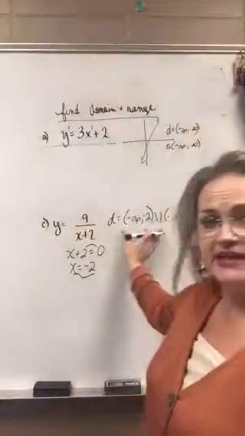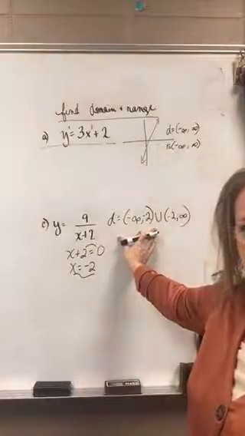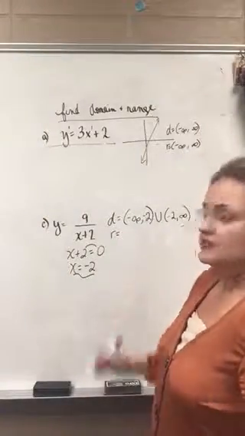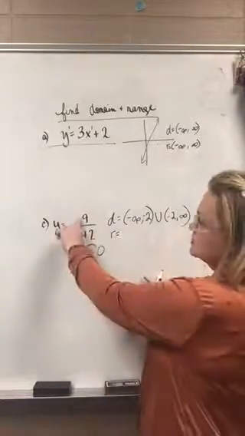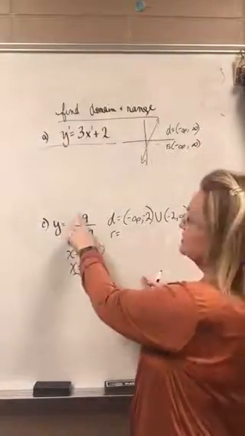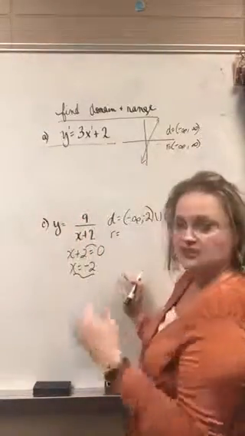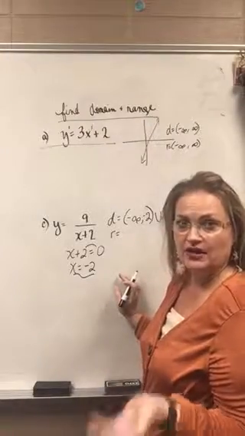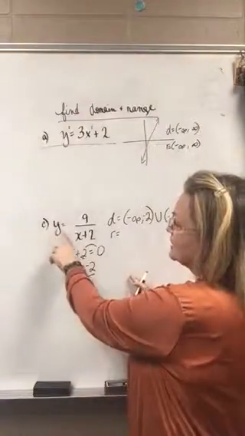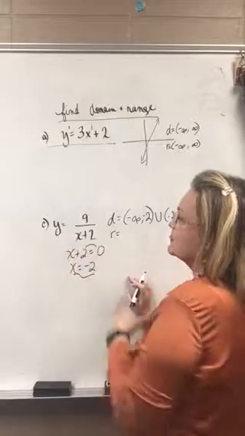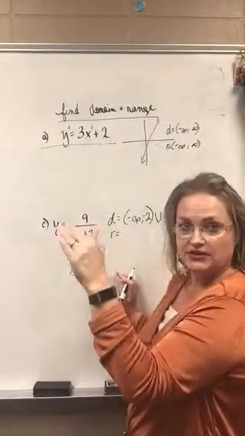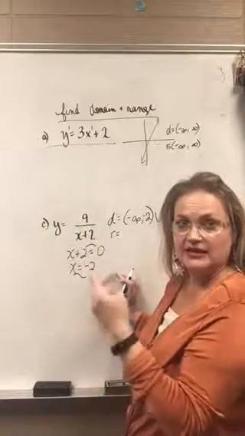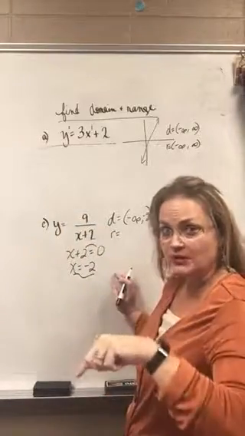This means excluding negative 2. For the range, you cannot achieve 0 because there's a constant in this fraction. 9 divided by something is always going to give you a value other than 0. You know, to get y to equal 0 here, you would need 0 divided by stuff, right? 0 on top, 0 divided by anything is 0. It's 0 on the bottom that's the problem.